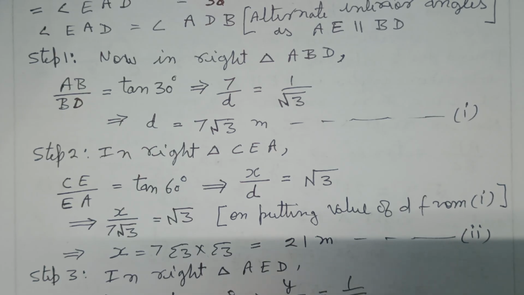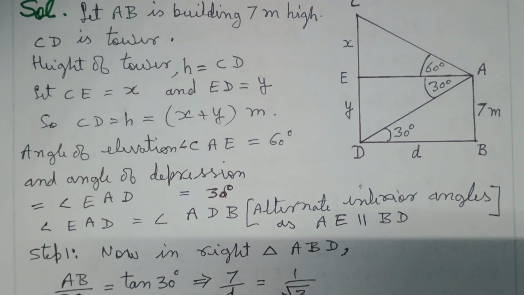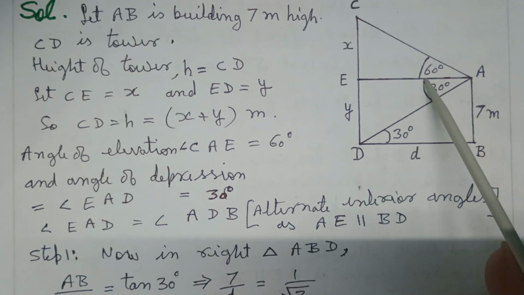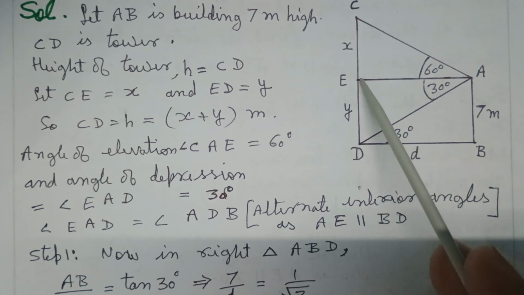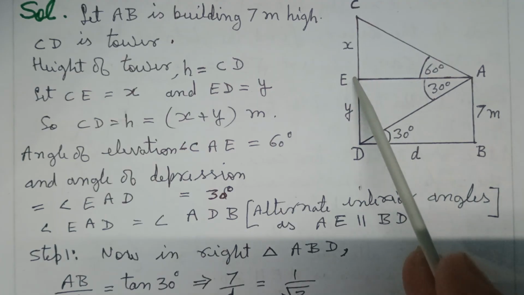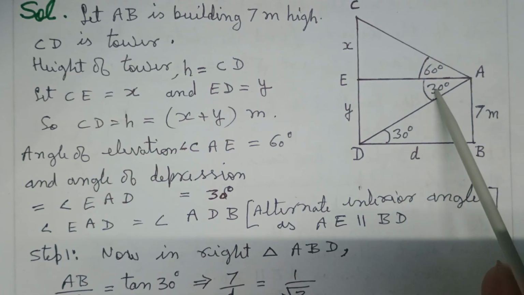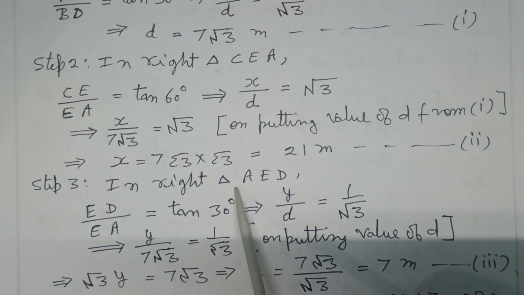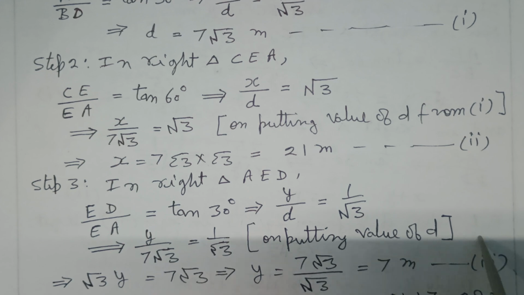This is equation 2. Now right triangle AED. So this is 30 degree. So ED upon EA is equal to tan 30 degree. So step 3, in right triangle AED, ED upon EA is equal to tan 30 degree. This implies Y upon D is equal to 1 upon under root 3. So this implies Y upon D, की value रख दी, 7 under root 3 is equal to 1 upon under root 3, on putting value of D.